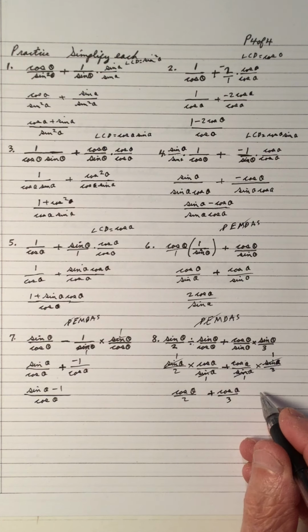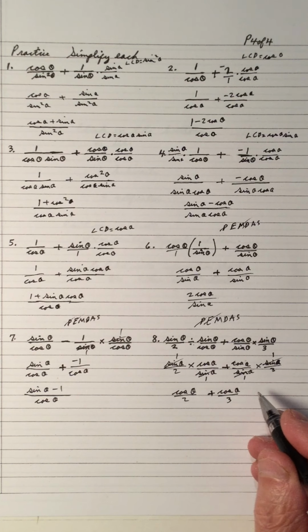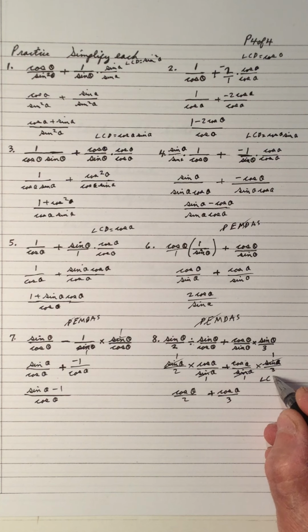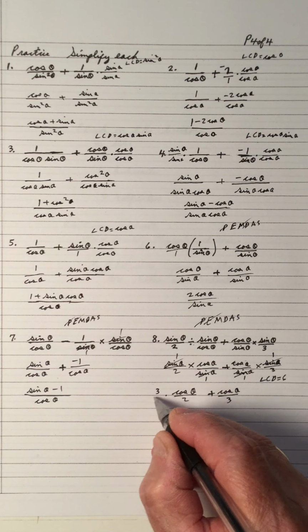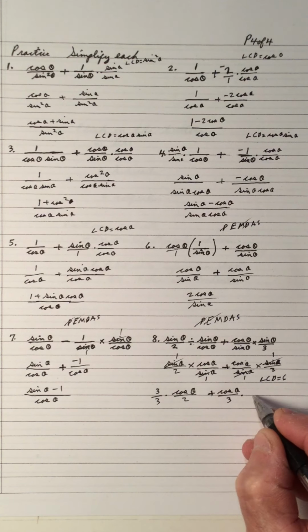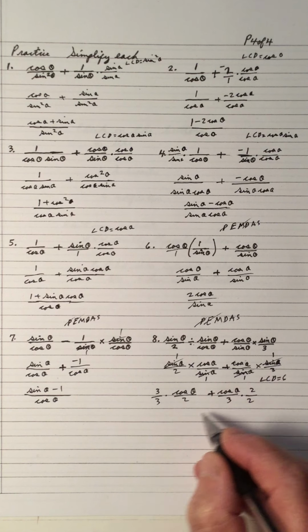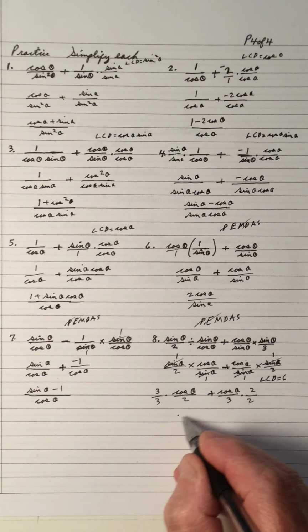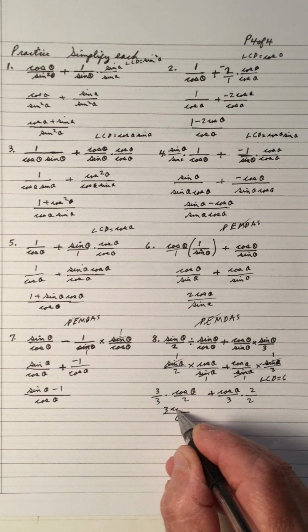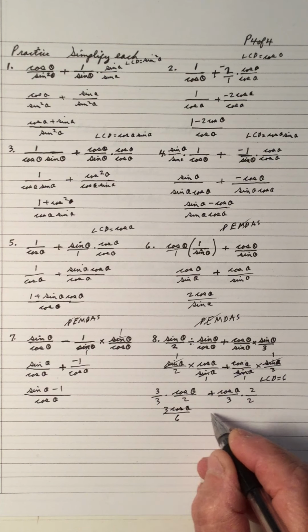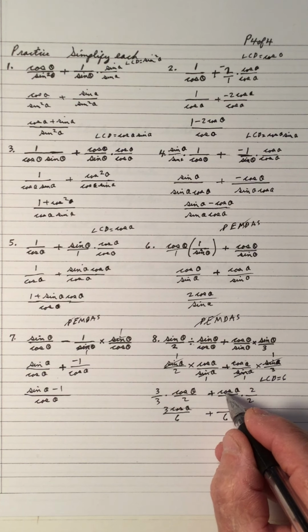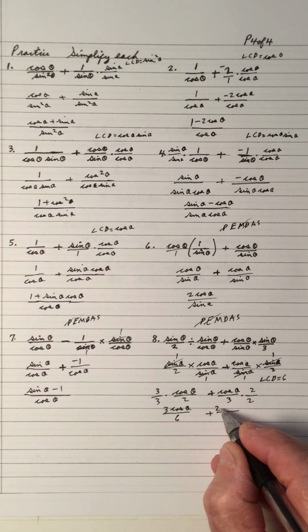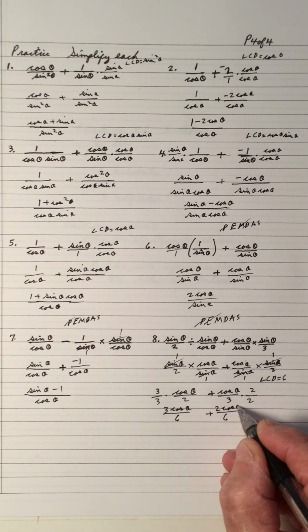Now, I need a common denominator because I'm adding fractions. Common denominator for 2 and 3 is 6. So you multiply this fraction by 3 over 3. You multiply this one by 2 over 2. Common denominator, 2 times 3 is 6. That gives me 3 cos theta. And 3 times 2 is 6. And cos theta times 2 is 2 cos theta.